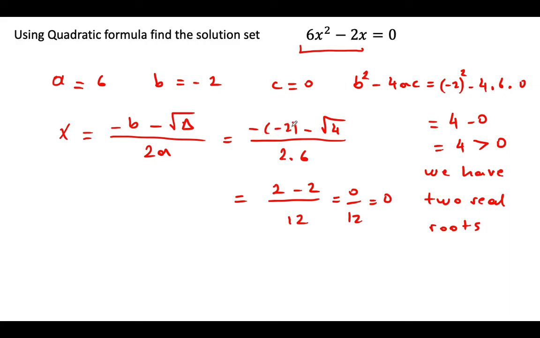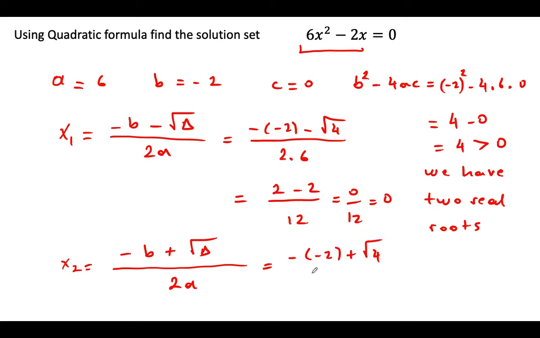Negative 2 will be positive 2 minus root delta, right? So it will be 2, that's correct. What about the second root? If I call this the first one, so negative b plus root delta over 2a, same. So negative 2 plus root 4 divided by 2 times 6.